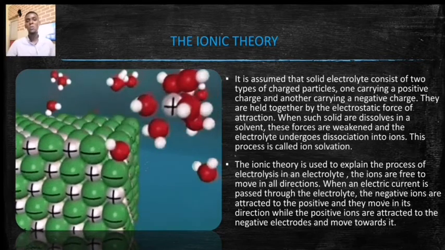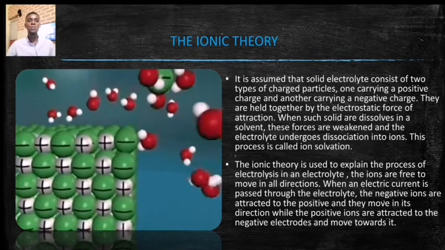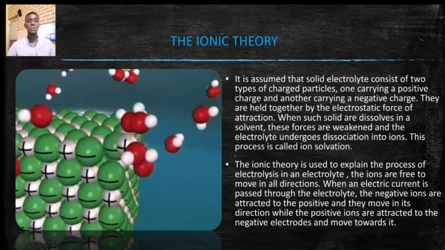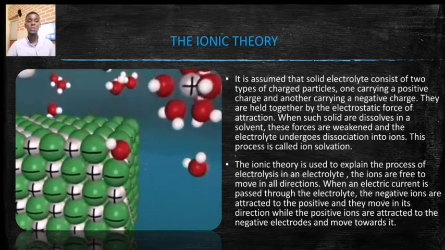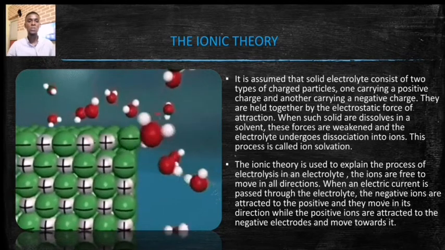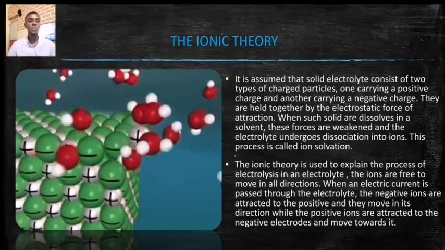In summary, what would you say the ionic theory is all about? It's about the formation of ions when a solid substance, usually an electrolyte, is dissolved in water. Not just solids, certain liquids. Let's proceed further so we understand better what the ionic theory talks about.